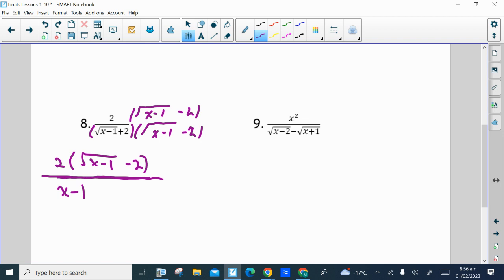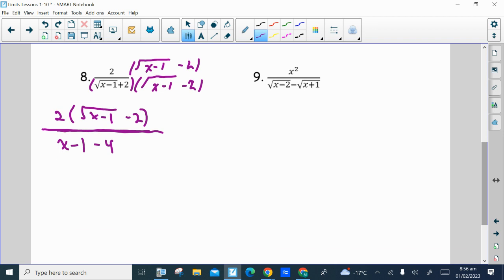Again, the outer and inner products will cancel. The outer products would be negative 2 times the root of x minus 1. The inners would be positive 2 times the root of x minus 1. They'll cancel. And the last terms, 2 times negative 2 is negative 4. And in this case, it's not going to give us an even value on the bottom. But that doesn't matter. I'll still leave the top in factored form. Because on the bottom, you're going to get x minus 5. Negative 1 take away 4 is negative 5.